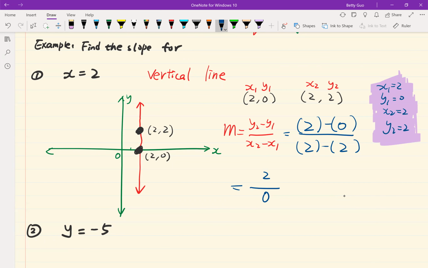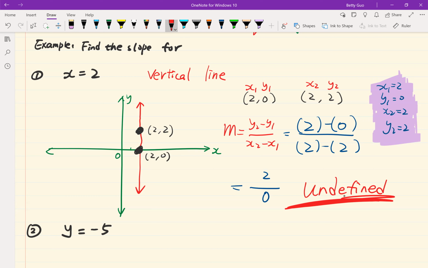If you divide 2 by 0, what do you have? The calculator probably tells you error, right? Yeah, that means this is undefined. Denominator can never be 0, right? This number does not exist.